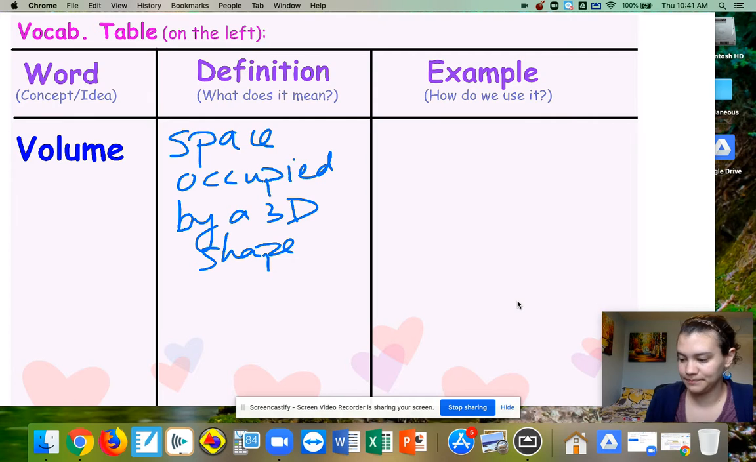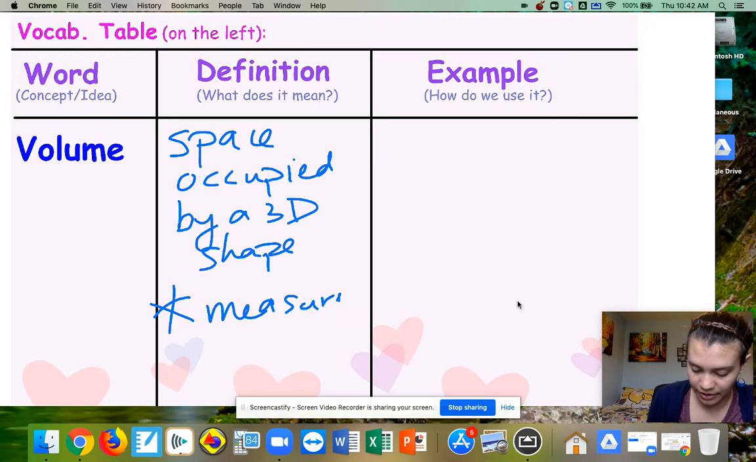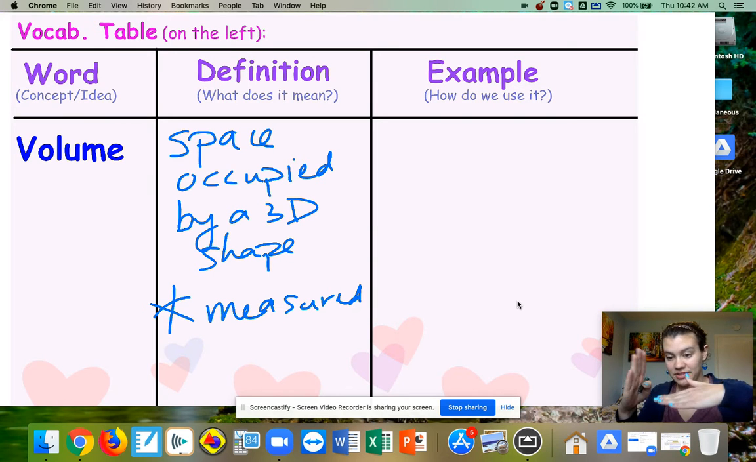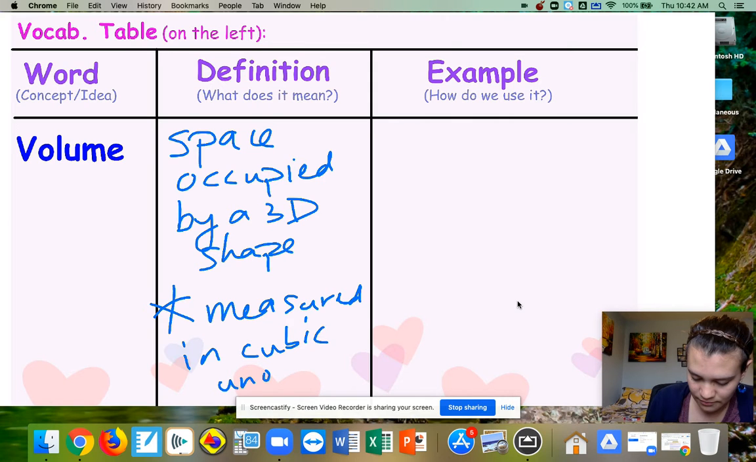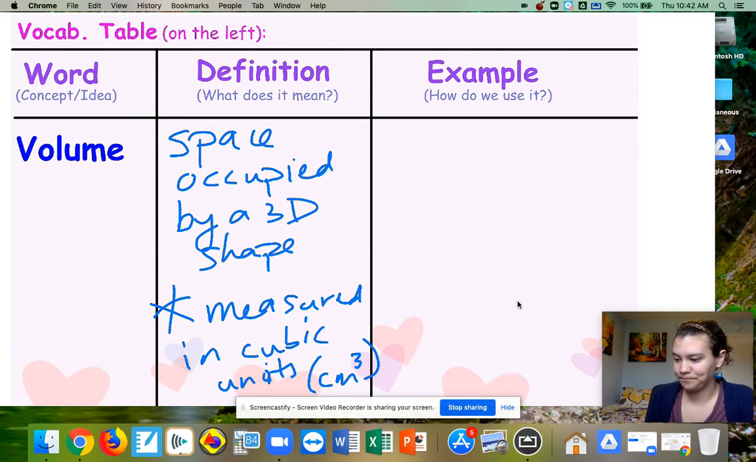A note here, volume is always measured in cubic units because you're going to have three dimensions. You have length times width and height, so you get three different measurements, so cubic units. So you're going to have things like centimeters cubed for your units. I don't have an example for this because we're going to get a bunch in the next chunk when we do prisms.